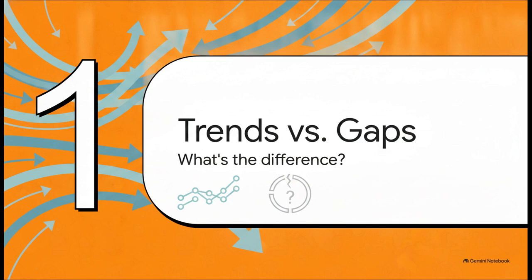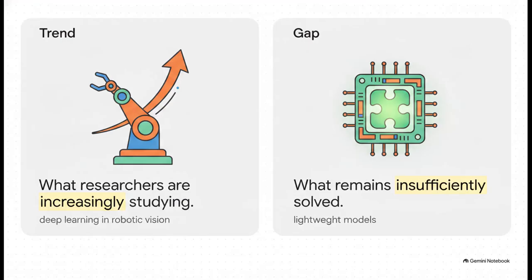All right, part 1, trends versus research gaps. Let's get right into the difference. So this is probably the most common point of confusion. Think of a trend as where the whole field is migrating: what researchers are increasingly focusing on over time, like the massive surge in deep learning models for robotic vision.